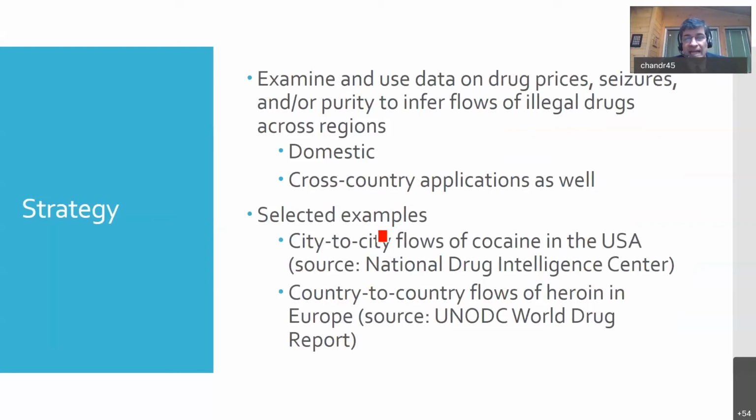So some of the selected examples that I'm going to show you in the presentation include how we can think about city-to-city flows of drugs like cocaine. We've written another paper on MDMA, ecstasy. The same source of data can be used to look at methamphetamine and other types of drugs as well. The other example I'm going to show you is a cross-jurisdictional set of studies on country-to-country flows of heroin in Europe. We'll also look at cocaine flows in Europe.